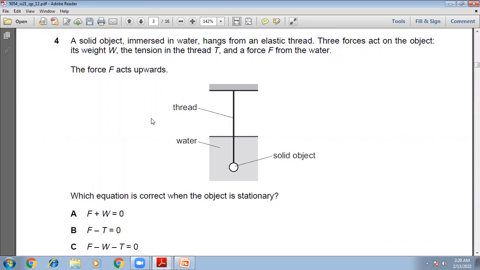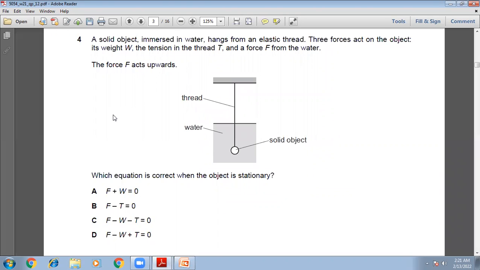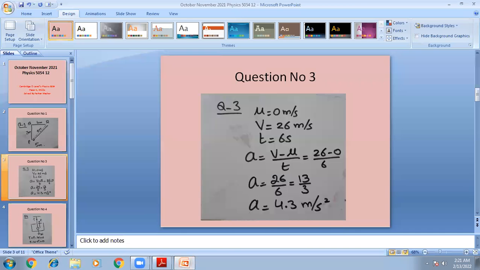A solid object immersed in water hangs from an elastic thread. Three forces act on the object: its weight W, the tension in the thread T, and a force F from the water. The force F acts upward. This is the upthrust of the water, that's in the upward direction. Which equation is correct when the object is stationary? Because the object is stationary, all the forces are balanced. Let me show you. I have made it.